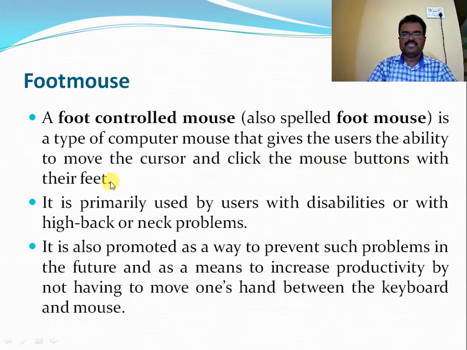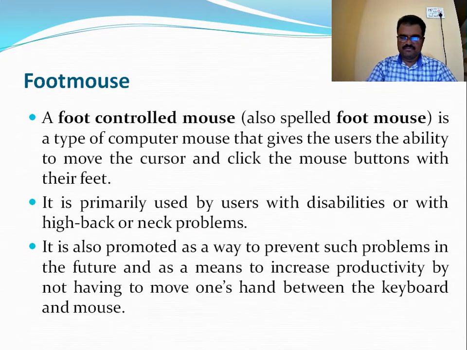buttons is done with their feet. The foot mouse is primarily used by users with disabilities or with back or neck problems. It is also promoted as a way to prevent such problems in the future and as a means to increase productivity by not having to move one's hand between the keyboard and mouse. So simultaneously, with the hands we can type on the keyboard, whereas with our feet we can use the mouse.